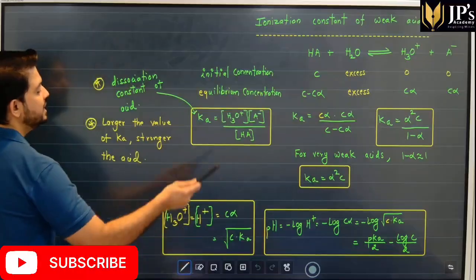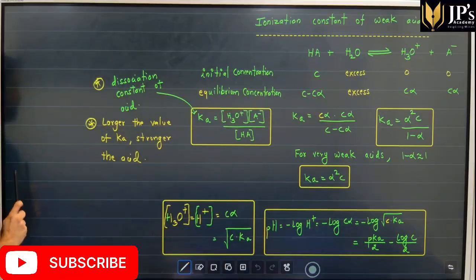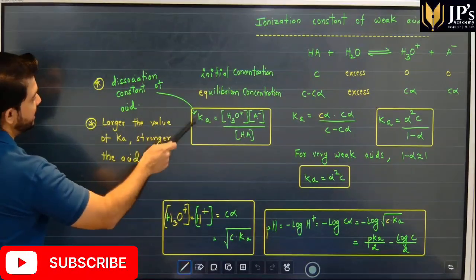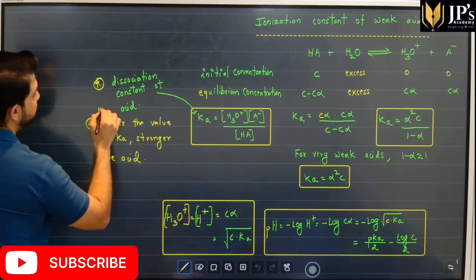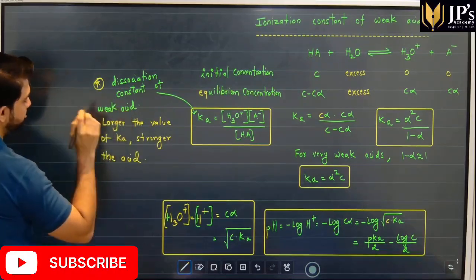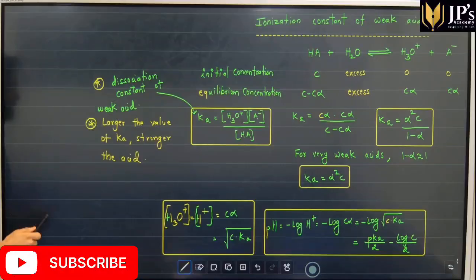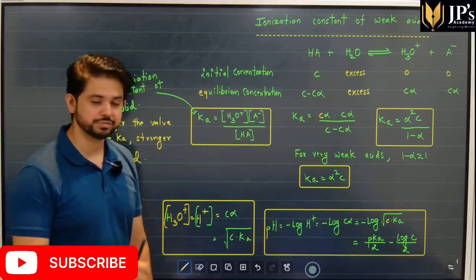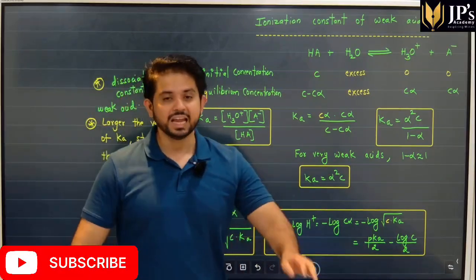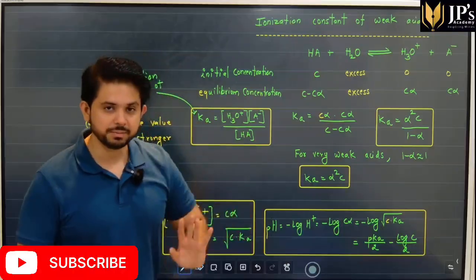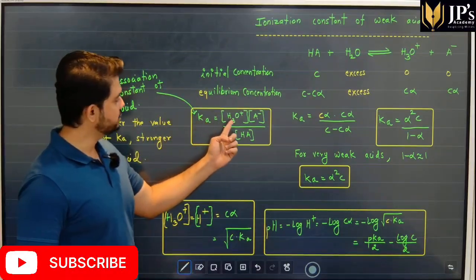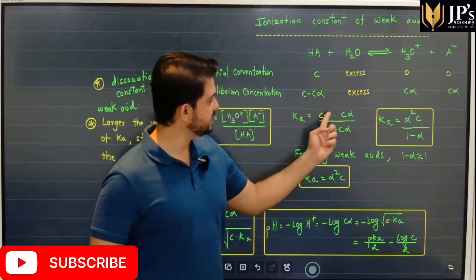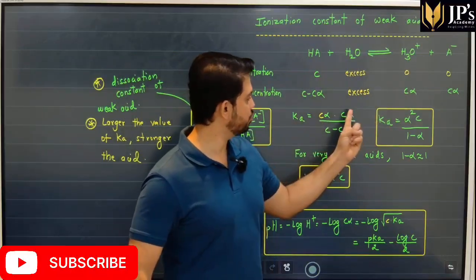So when we write the expression for equilibrium constant, it is called Ka. Ka stands for the dissociation constant of a weak acid. Larger the value of Ka, stronger the acid. Remember students, we are defining this for a weak acid; Ka for a strong acid will be infinite. Now, the value for H3O plus is C alpha, the value for A minus is also C alpha.